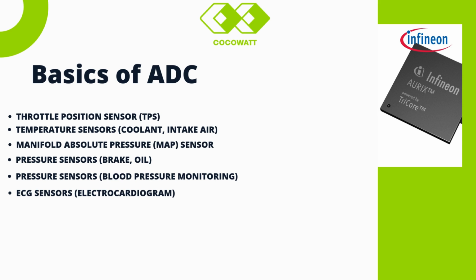And also in ECG sensors, electrodes placed on the skin measure tiny electrical analog signals generated by the heart. So everywhere, most of the sensors will give the data in analog, but the microcontroller will not understand the analog sensor data directly. So we need an ADC which converts from analog to digital.